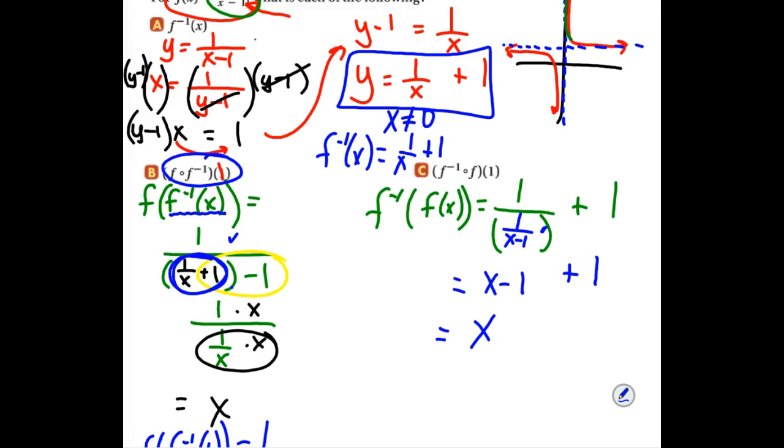But notice that those things canceled in a different order. In the first example, the 1's canceled first, and then I cleaned up the fraction, dividing by the fraction. Here I had to clean up the fraction first, and then the 1's canceled. Okay?